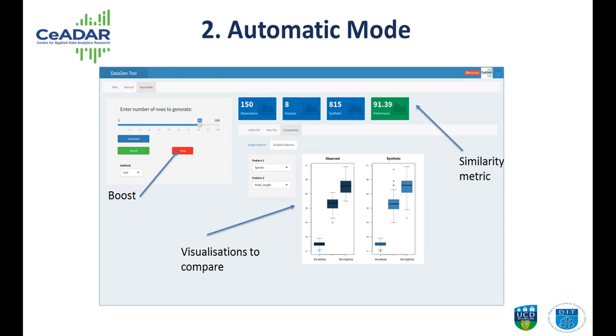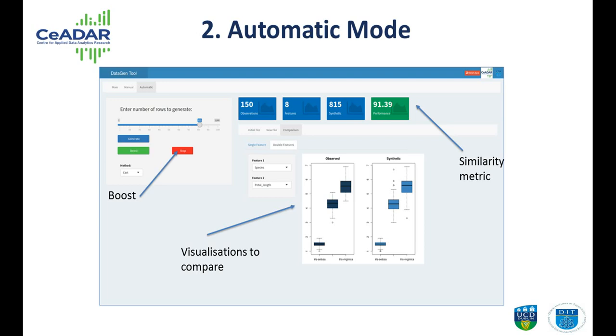Once the dataset has been read in, a similarity metric is produced that measures the closeness of the generated dataset to the seeding dataset. A boost function is supplied to allow the user to drive the similarity between the two datasets higher. Visualizations that compare the sample and synthetic datasets are provided.